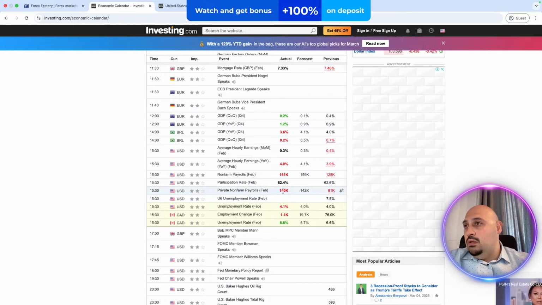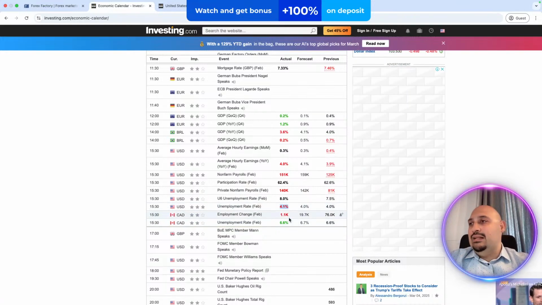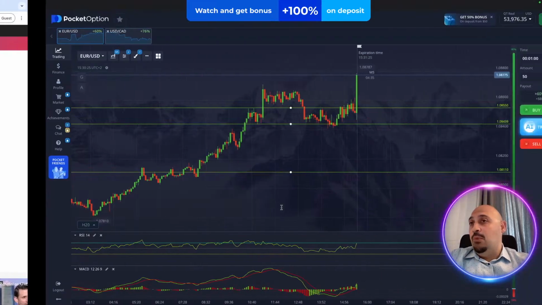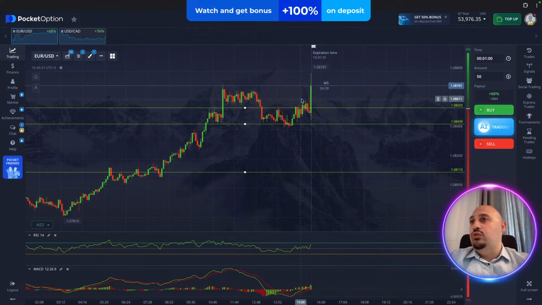All right. Here we are, guys. We're expecting 142,000. We are looking at 140,000. Very, very close. Unemployment rate. Unemployment has risen slightly in the United States, which could also impact the markets. Let's look. Euro is ripping as expected, slightly negative for the dollar.